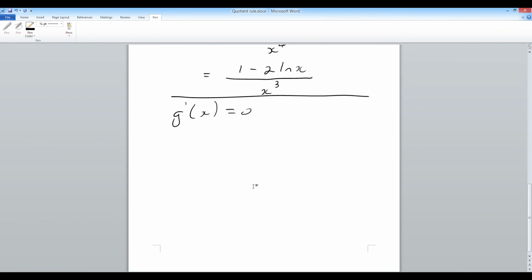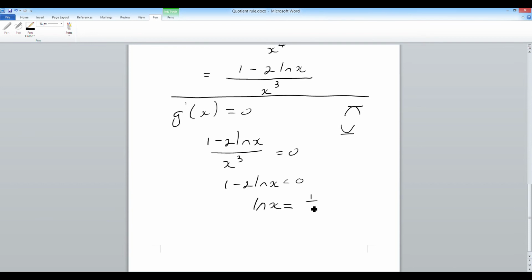So what I can do is say the following. 1 minus 2 natural log of x over x cubed is equal to 0. Where is the first derivative equal to 0? Because the gradient at a maximum or a minimum point is equal to 0. Then I can try to simplify it in terms of x. So I'm going to multiply both sides with x cubed, and then I am left with the following. If I take the 1 and the negative 2 to the other side, then I'm left with the natural log of x is equal to a half.